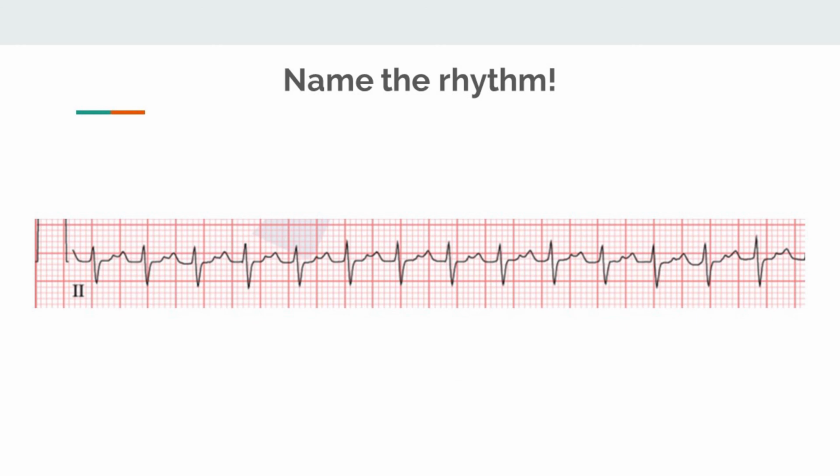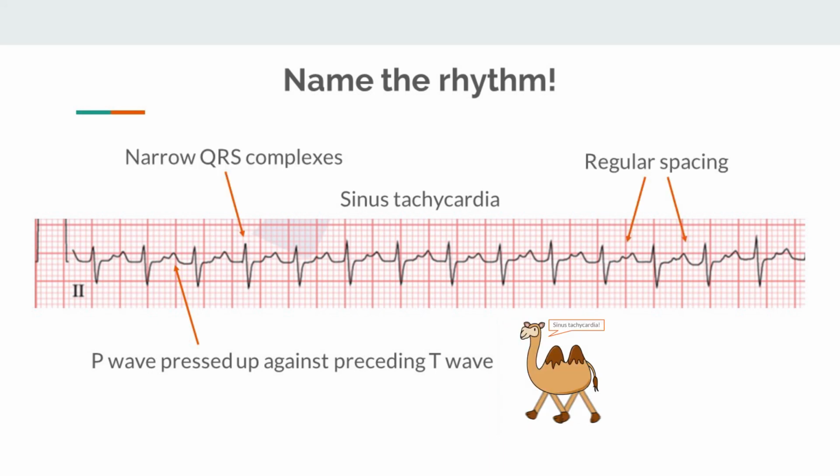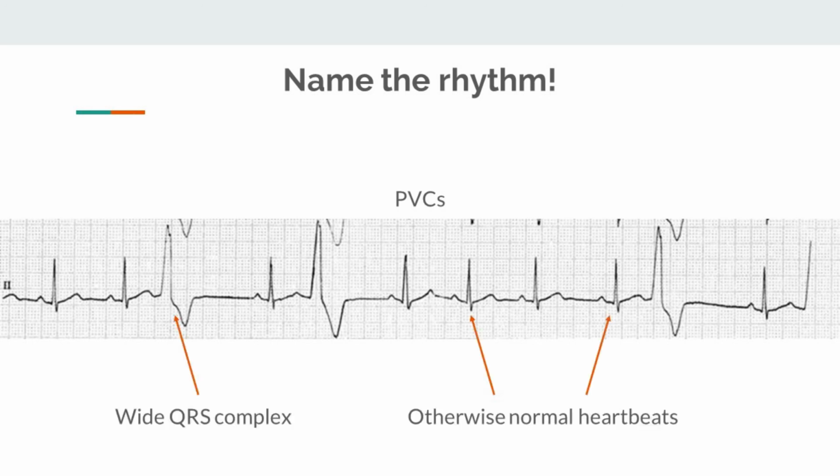This one is kind of tricky, but give it a shot. This is sinus tachycardia. The P waves are kind of clashing with the T waves of the previous heartbeats, but you can still see them. Again, picture a double-humped camel running fast. The QRS complexes are narrow, and the spacing between the heartbeats is regular. What would you call this one? This is PVCs. The weirdly shaped QRS complexes have a wide base, and other than the PVCs, the heartbeats look normal. This one doesn't appear to be occurring at any particular intervals, so it will be an example of occasional PVCs.